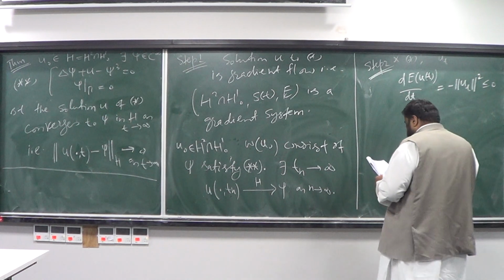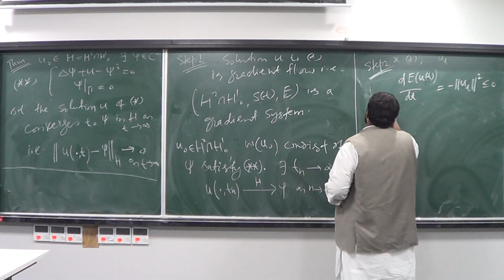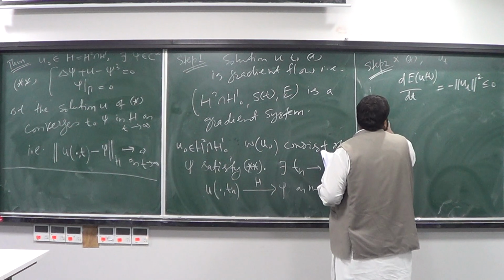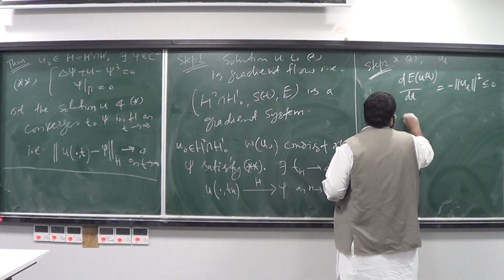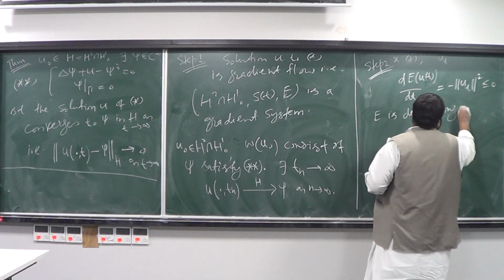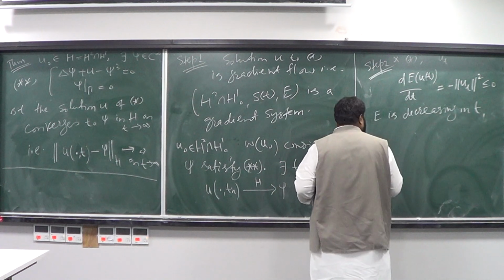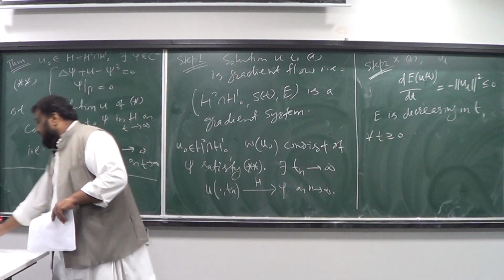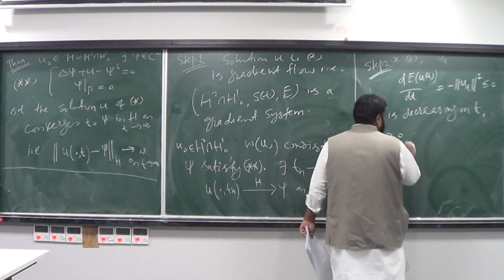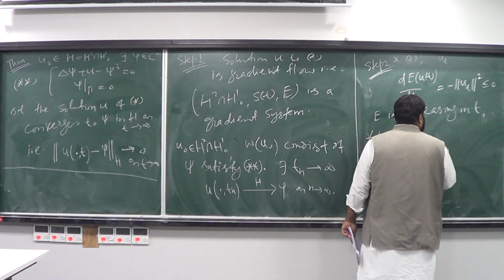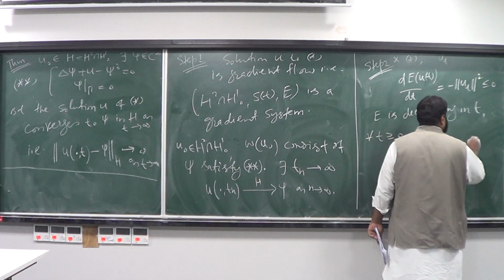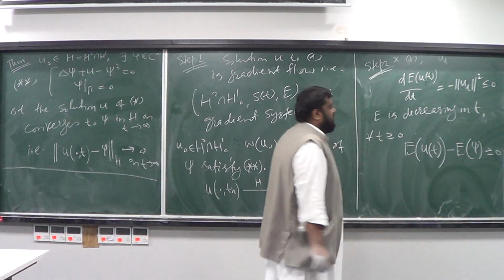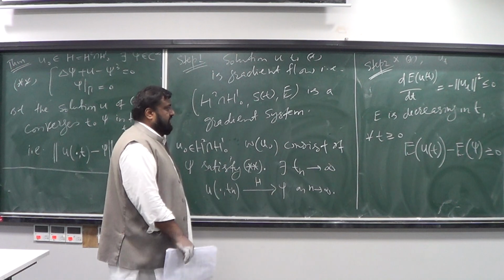Okay, since the energy of the system is decreasing, you can say that E is decreasing in t. So for all t bigger than or equal to 0, you have this conclusion that the difference of E evaluated at u of t and E evaluated at a stationary solution psi must be bigger than or equal to 0.